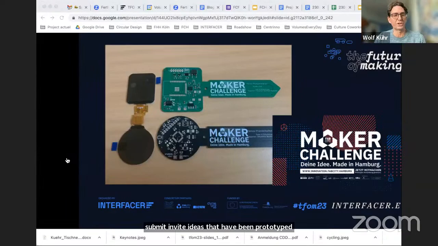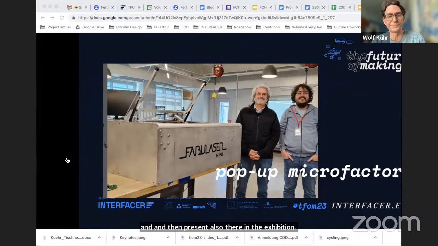And there's also one area, the pop-up micro factory, where you will see the machines from Daniel Ingrassia. You probably heard about him. He has been working for 2 years in Hamburg to build open source machines, whose plans are also publicly available. And that's it so far.